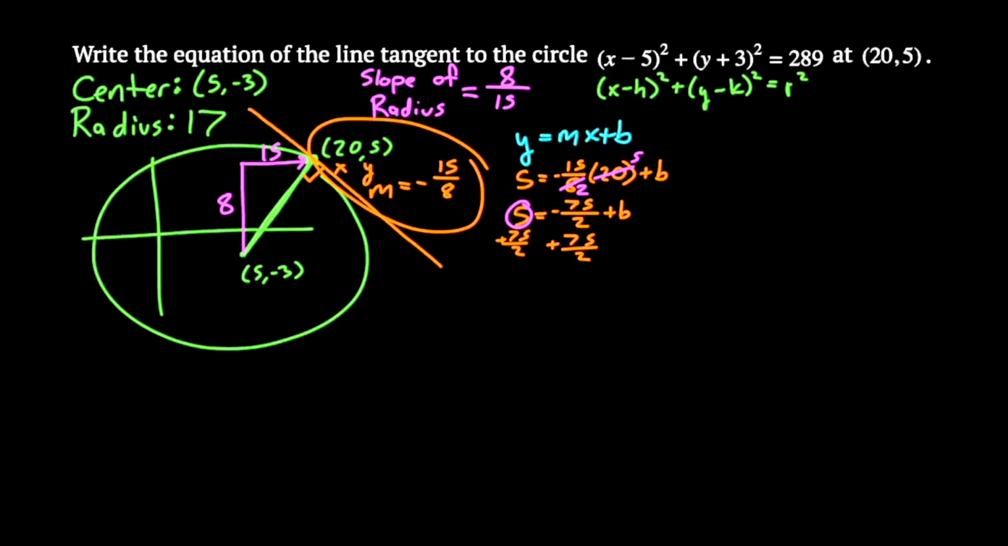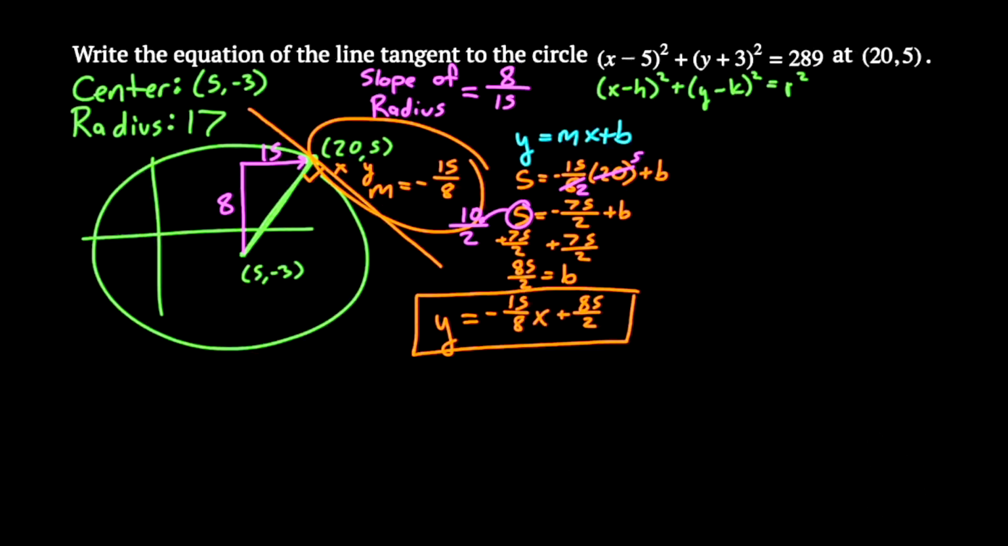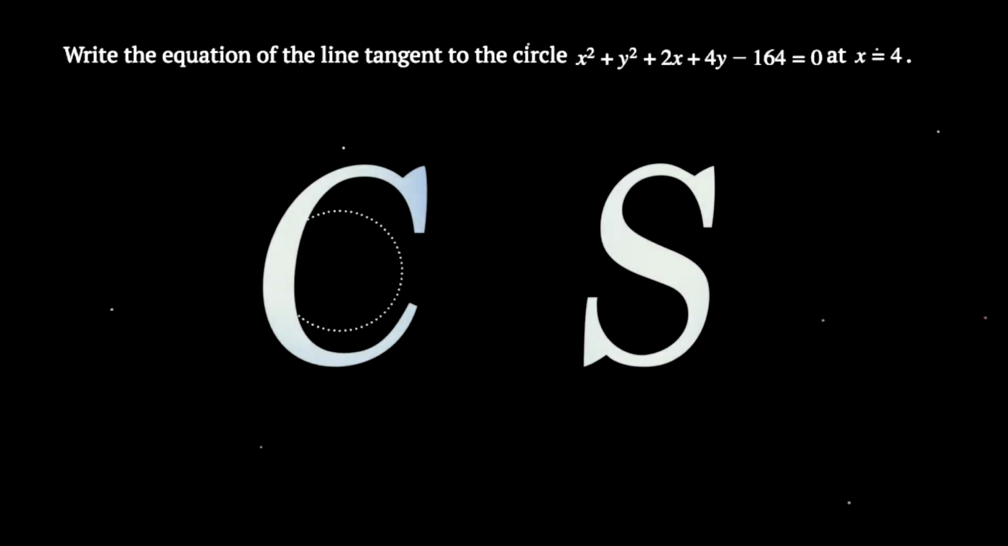So if you think of 5, how many halves is that? What over 2 would be 5? Well, that would be 10 over 2. So if I take 10 halves and I add 75 halves, that would be 85 halves. And that's the b value. So there we go. The equation of the line would be y equals, the slope we had was -15 over 8, and the y-intercept is 85 halves. So it's not a particularly pretty answer, but it was pretty easy to do.